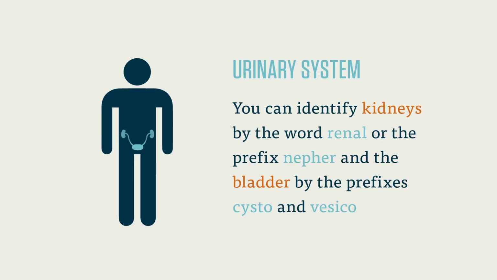You can identify kidneys by the word renal or the prefix nephr, and the bladder by the prefixes cysto and vesico. Think of it this way: a cyst is a sac filled with fluid, much like the bladder. After sitting in the bladder, urine travels through the urethra and leaves the body from the penis or in front of the vagina. It's a pretty simple system, sort of like a condensed digestive tract.